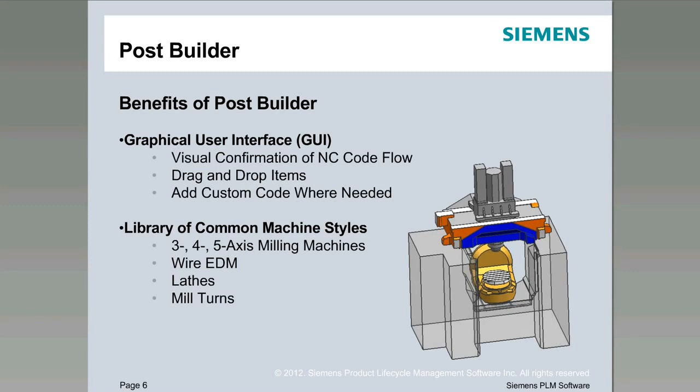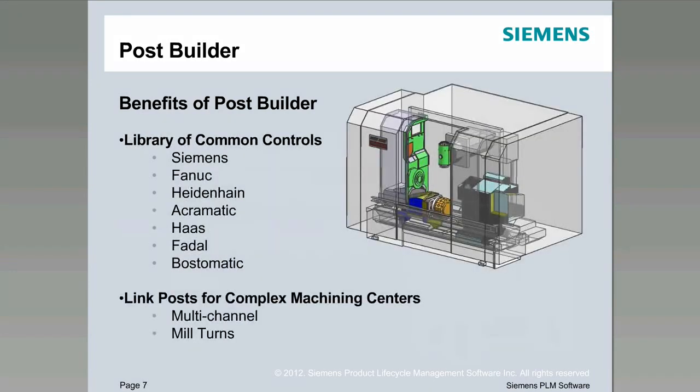We also give you a library of common machine styles. So basically we've worked out the kinematics for a lot of different varieties of 3, 4, and 5 axis milling machines. Also for wire EDM, lathes, mill turns. We really have those already in the system. Another benefit of Post Builder is that we give you a library of common controls, including those from, of course, Siemens, and then Fanuc, Heidenhain, and a few of the older control styles or smaller builders. So the great thing there is we give you the combination of the kinematics for the machine types and the combination of controls for the control. You can really mix and match and build the machine that you need fairly quickly.